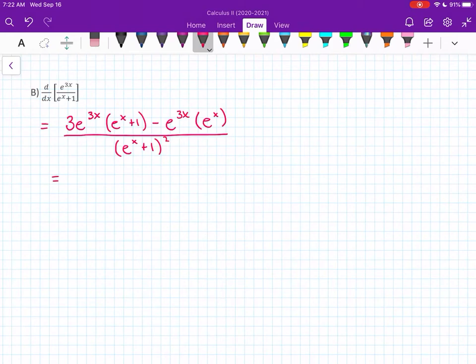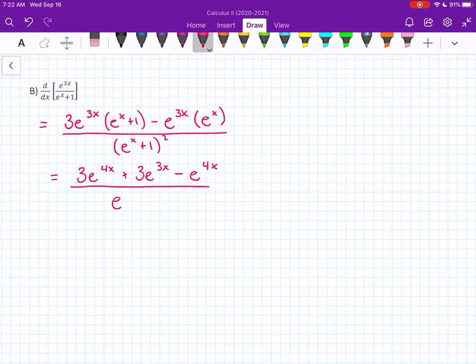Then I'm going to distribute. I get 3e to the 4x, because 3x plus 1x is 4x, plus 3e to the 3x minus e to the 4x, all over e to the x plus 1, quantity squared. Then I'm going to combine my like terms, so I get 3e to the 3x plus 2e to the 4x, all over e to the x plus 1, quantity squared.